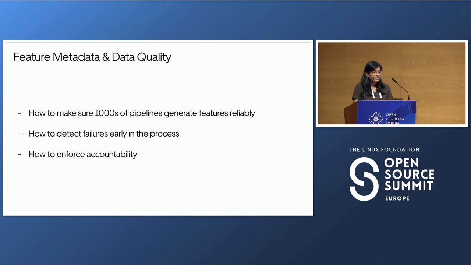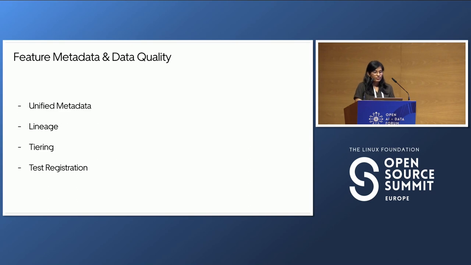Feature metadata and data quality. Apart from online-offline serving, we also utilize Uber's data quality framework to make sure that all the feature pipelines are running on time, that the data being generated is 100% correct, how to detect failures early in the process, and how to enforce accountability: who owns this data, and who to send an alert to when something fails. There are four components of feature metadata and data quality.